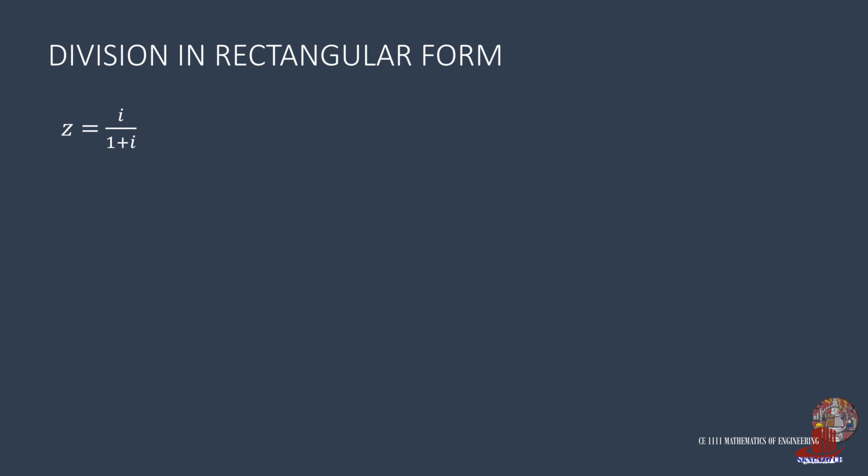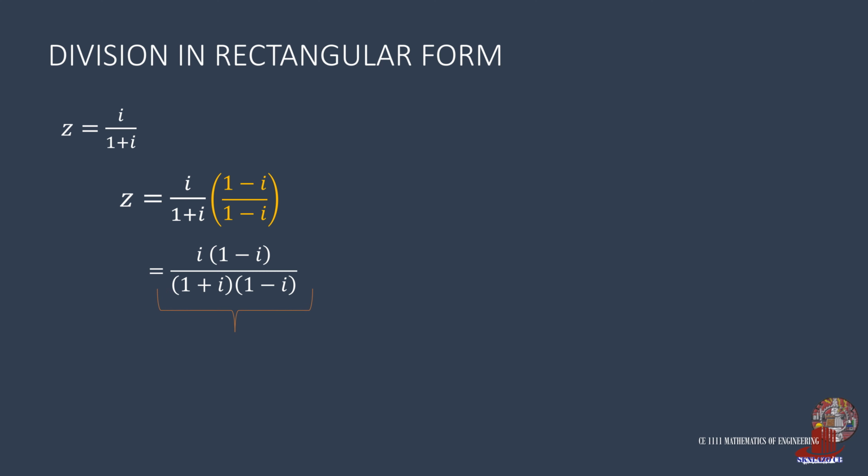Simplify the complex number i over 1 plus i. Since this requires division, we multiply the fraction by the conjugate of the denominator, that is 1 minus i. The numerator then becomes i times the quantity of 1 minus i. The denominator will have 1 plus i and 1 minus i. Note as well that the denominator becomes a difference of two squares, which can be reduced into the square of the first term, 1, minus the square of the second term, i.